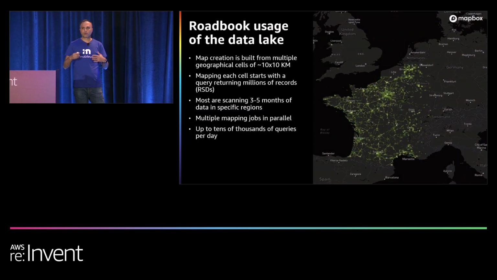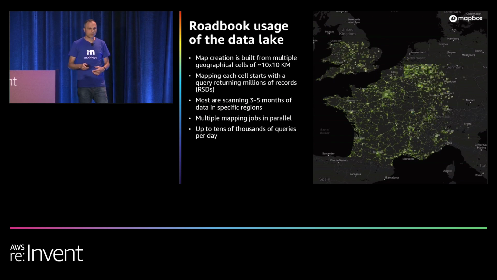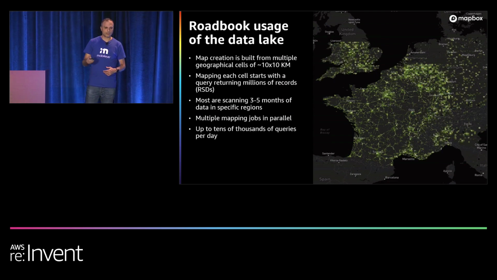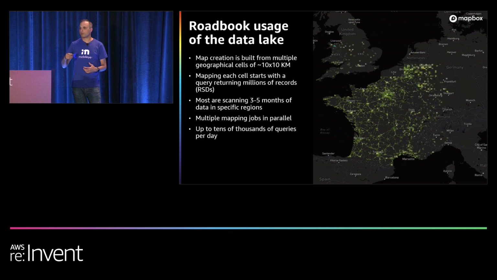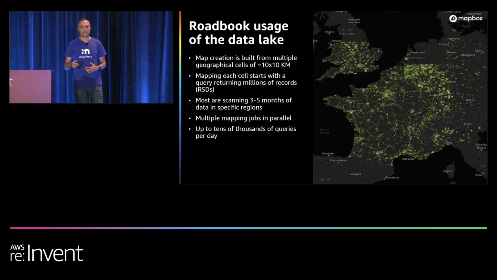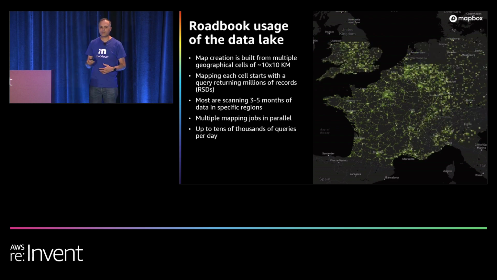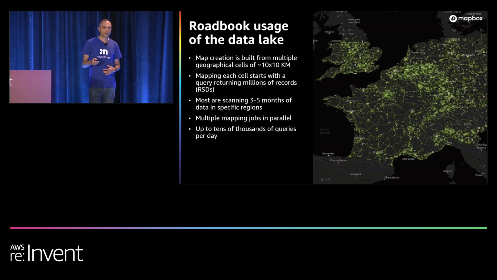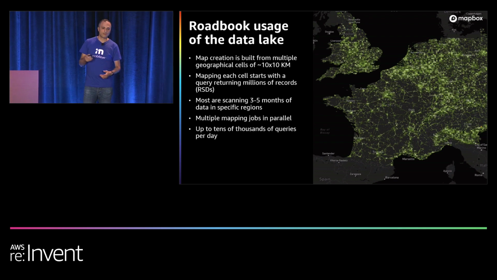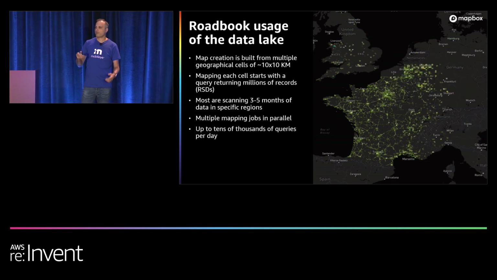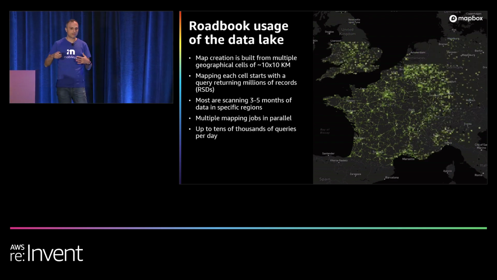Let's focus on the roadbook creation usage of the ingestion data lake. Our mapping process is done on geographical cells of about 10 by 10 kilometers. Every cell processing starts with a query to the data lake, scanning dozens of gigabytes and returning millions of records. This query happens, as you might guess by now, on Amazon Athena. Most of the queries scan 3 to 5 months of data, but some scan more.